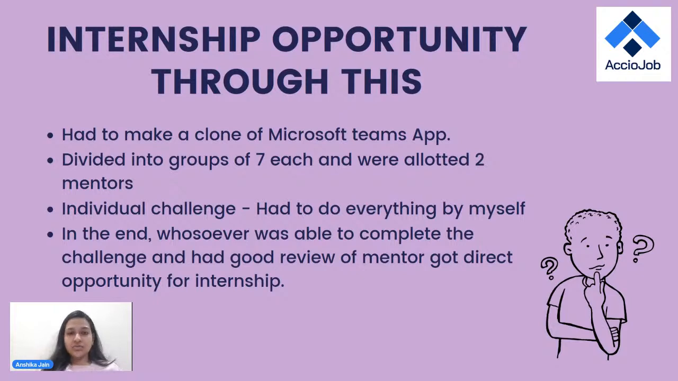In the end, whosoever was able to complete the project allotted to us and also had a good review from their mentors, because the mentor review was very important, got a direct opportunity for an internship interview. I was among them. My review from the mentors was really good, so I didn't have to sit for any technical round, and I had to give just one round, that was an HR round.